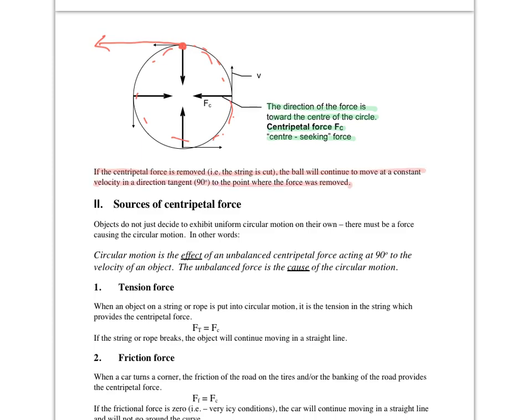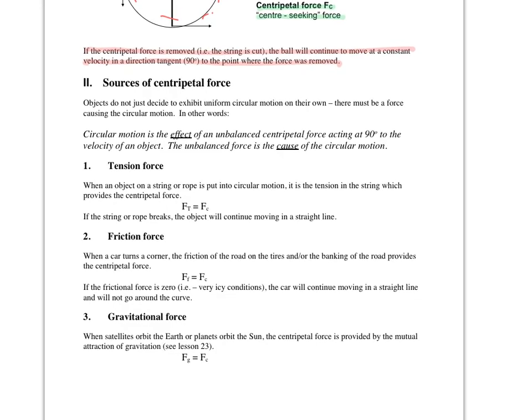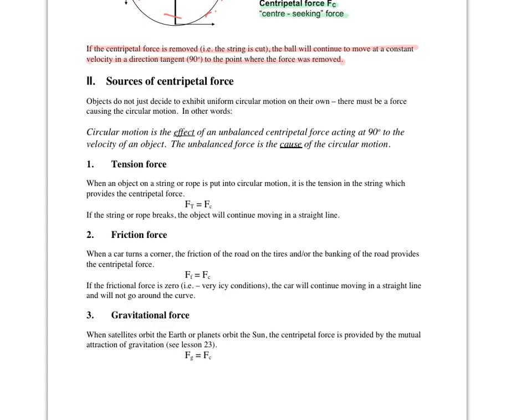So where does centripetal force occur? There's a few different scenarios in a horizontal plane that we can look at. Objects do not just decide to exhibit uniform circular motion on their own. There must be a force causing circular motion. In other words, circular motion is the effect of an unbalanced centripetal force acting at 90 degrees to the velocity of an object. This unbalanced force is the cause of circular motion. So when an object is on a string or a rope put into circular motion, it is the tension in the string that is the centripetal force.